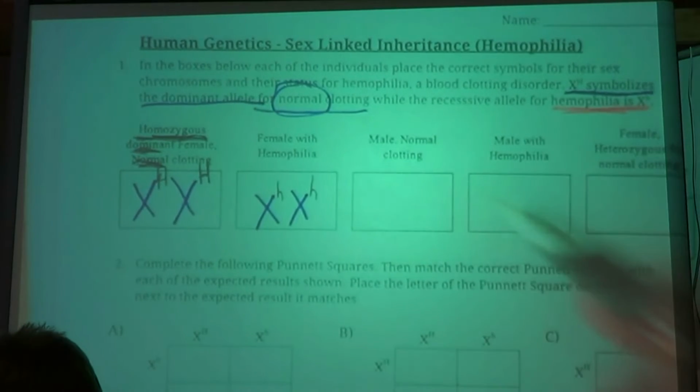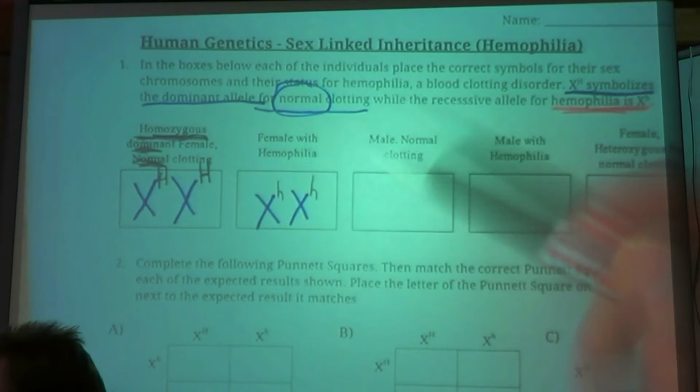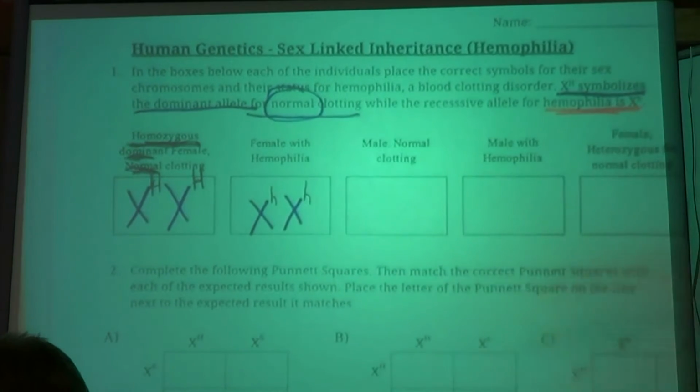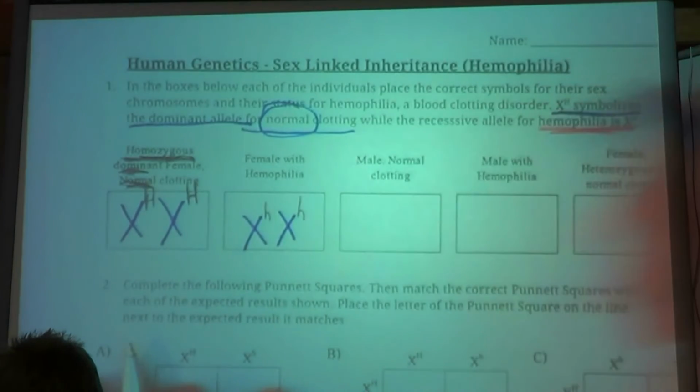Okay, another way we could say this is a female who is homozygous for hemophilia. We could throw homozygous in, but we don't need to because she has the trait. I'll do one more with you quickly, then I'll have you do the last two.